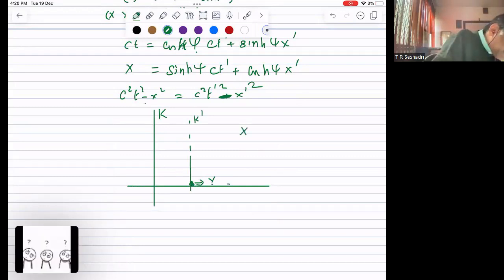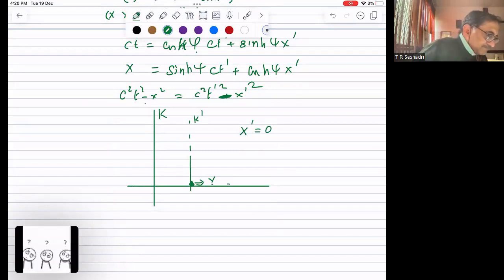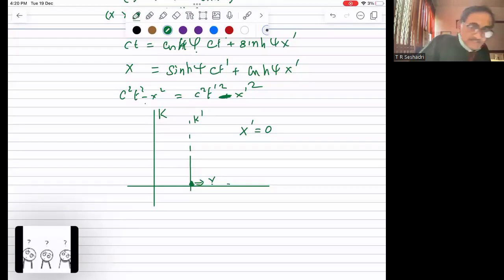Which means x prime by the construction will remain 0. Because the frame is attached to the particle, x prime remains constant, and since it is placed at the origin, x prime is always 0. Right? Is it okay? Yes, sir.